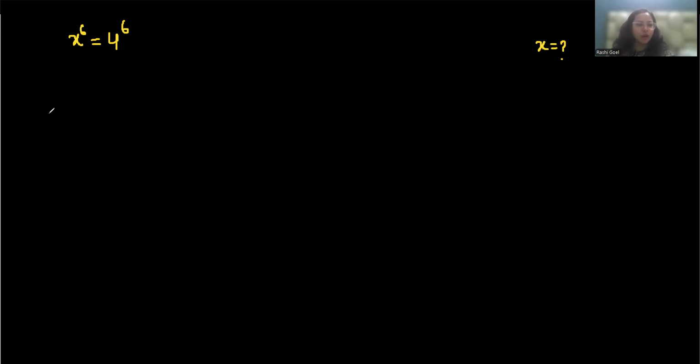So we are going to solve x power 6 is equal to 4 power 6, and we have to find the value of x. So let's start with today's video solution. Method 1 is you can take the 6th root on both sides.